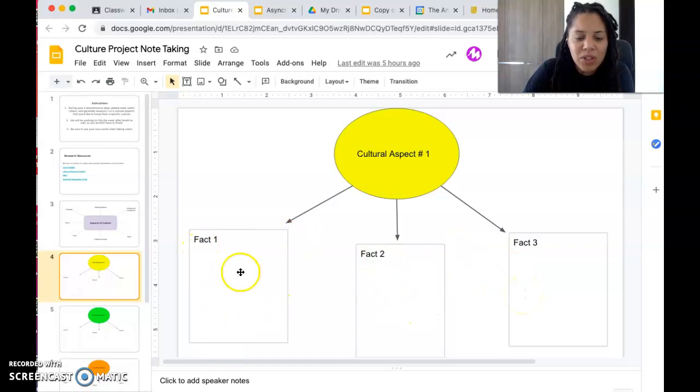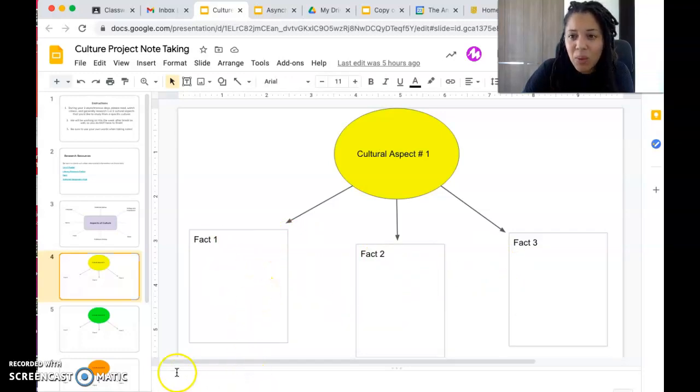Okay, and this is where I'm just going to write the facts in my own words. In the notes section, I want you to put in where you found that information. Okay, so if you found it from National Geographic Kids, if you found it from Epic, the name of the book. So make sure you're writing down the sources. You can put that in the speaker notes, or you can even put a text box with it up there. It's up to you.